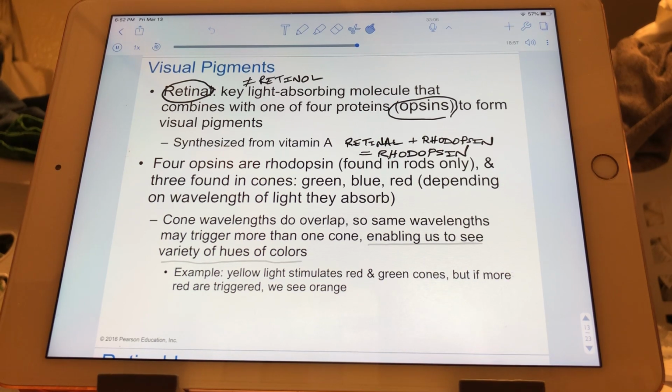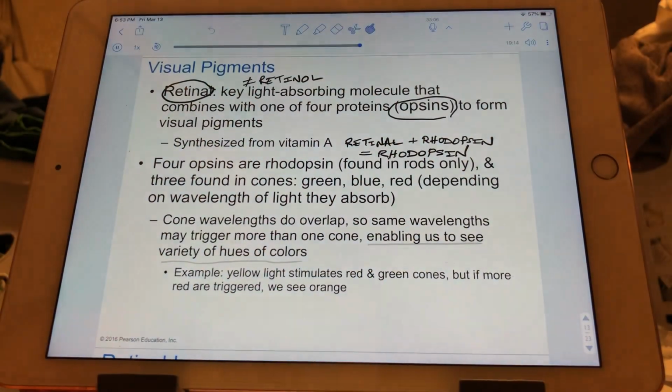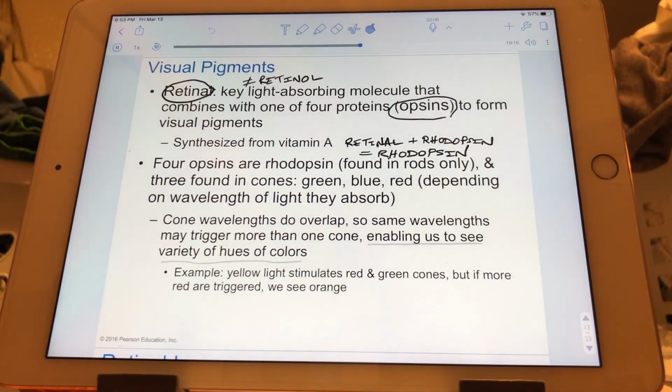Now, there are 3 other opsins, of course, those that are found in cones, and those have easy peasy names. Green opsin, blue opsin, red opsin, and they're really named for the wavelength of light that they absorb or that they're sensitive to, okay? There is some overlap in the wavelengths that trigger these different cone opsins, and that overlap is actually chiefly responsible for the huge variety of colors that we perceive, okay?